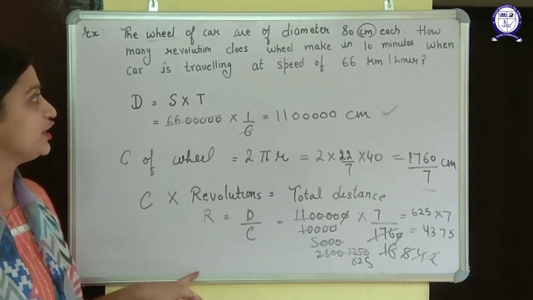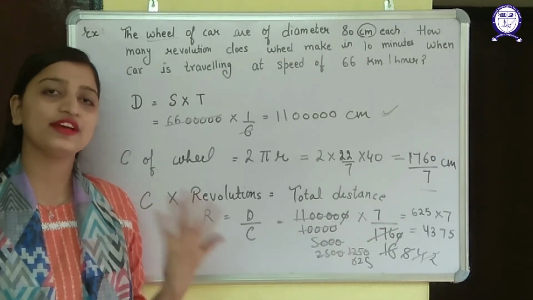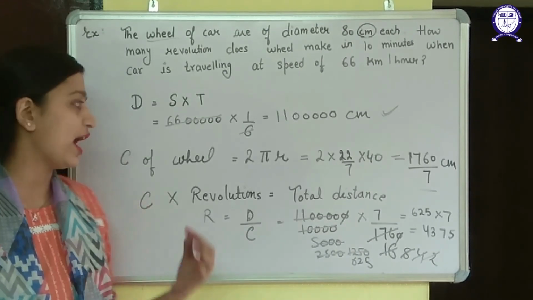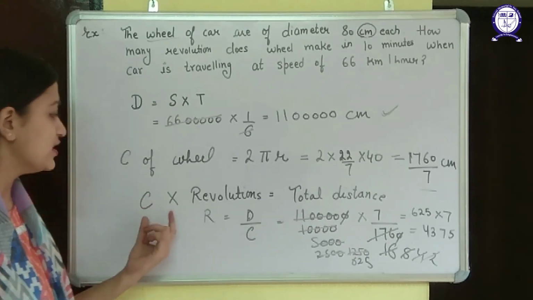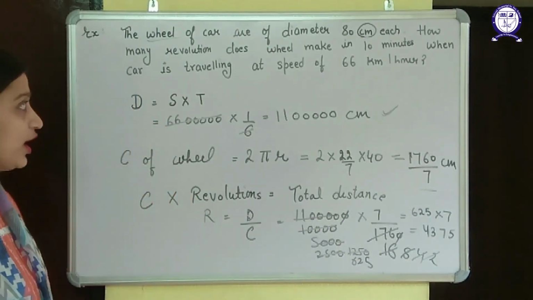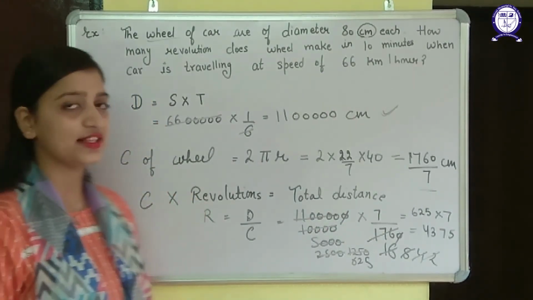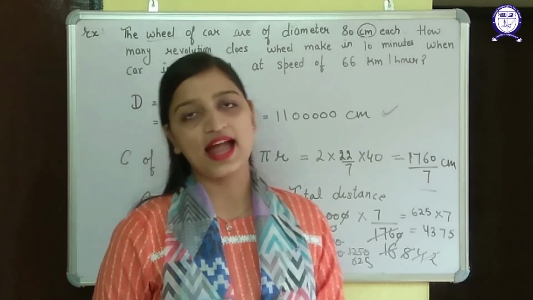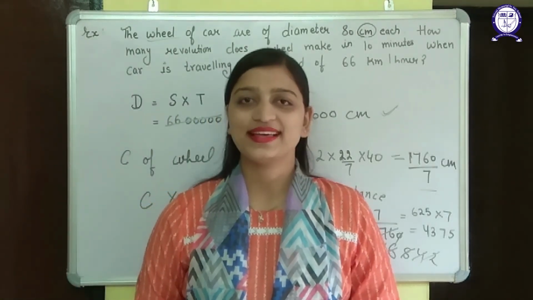This is the question of exercise 12.1. In this question we needed to find the revolutions, and whenever we have a question like this, we use this equation: circumference into revolutions equals total distance. So these were the questions of this exercise. I hope you understand this topic. Keep practicing and thank you.